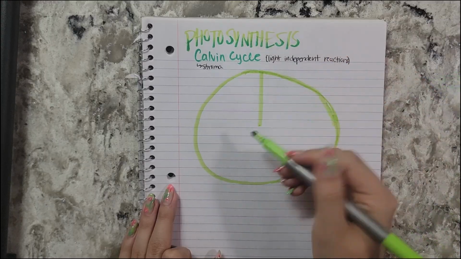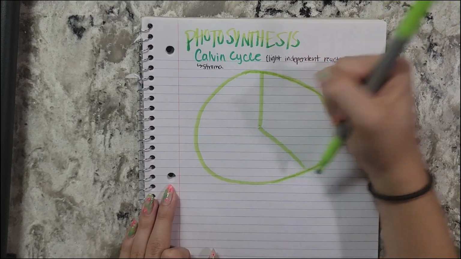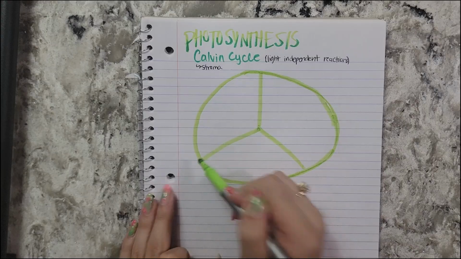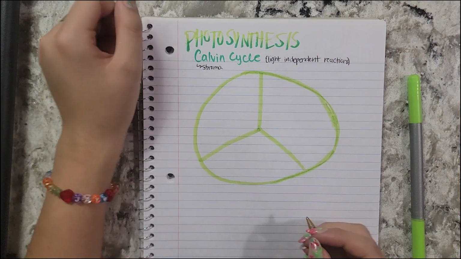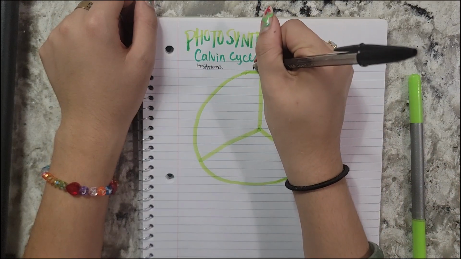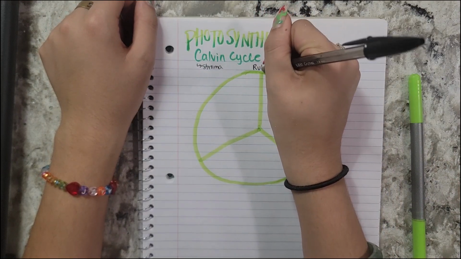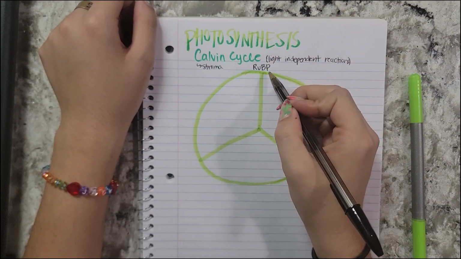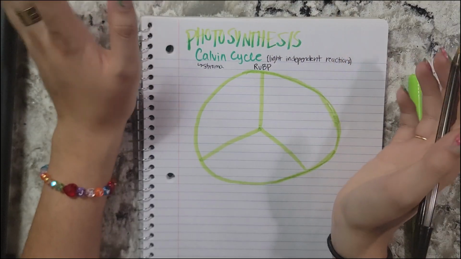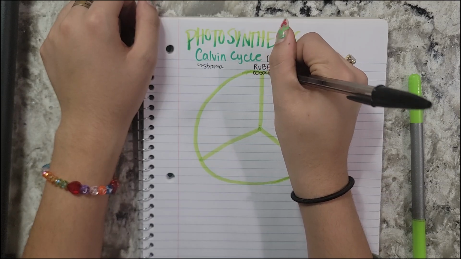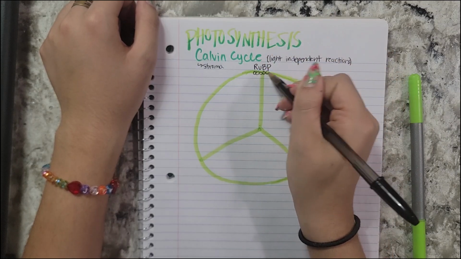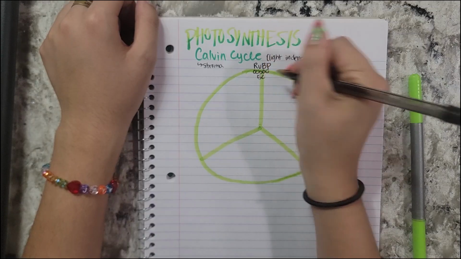And we're gonna divide this into 3 parts. It does not have to be perfectly equally sized, but hopefully something like that. It does not have to be perfect. We are learning biology, not taking art class. We are going to start here with someone called RuBP. And you're like, who is RuBP? So valid. RuBP is a 5-carbon molecule. So I'm drawing 5 little circles representing 5C.